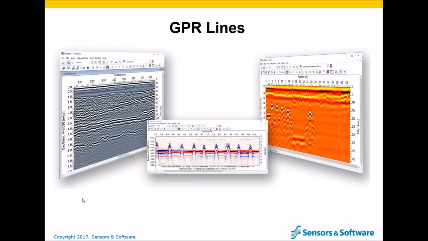The topic today is part 2 of using the LineView module, which is part of the EKKO Project GPR analysis software. LineView is the software we use for plotting GPR lines, also known as GPR cross-sections. Part 1 of this webinar showed the basics of how to use LineView to plot GPR lines. In this webinar, I'm going to show you how to use the more advanced features of LineView.